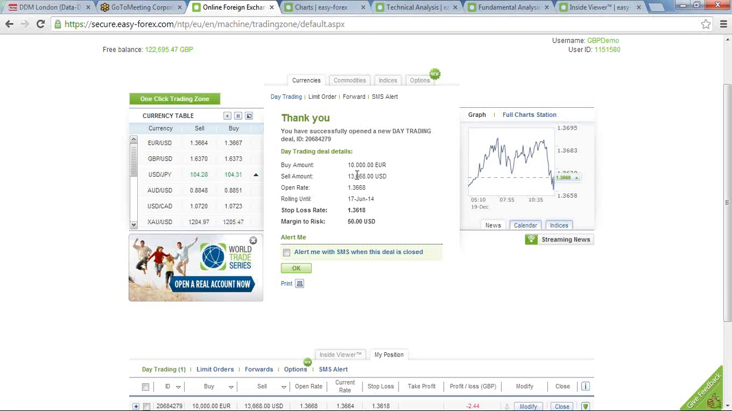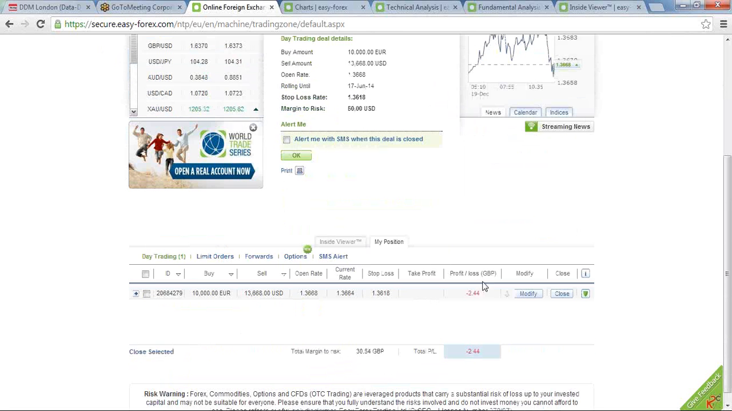So I'm very rich if I want to travel to Europe all of a sudden. But I've also sold $13,668, which I've handily borrowed from the ether. Now I've got 10,000 euros. If the euro strengthens against the US dollar, then my 10,000 euros will be worth more dollars. I'll have more than I borrowed, and that will be my profit. If it weakens, then the 10,000 euros I have are worth less dollars. I'll owe more than I have, so I'll have to put in some dollars of my own money, and that will be the loss.